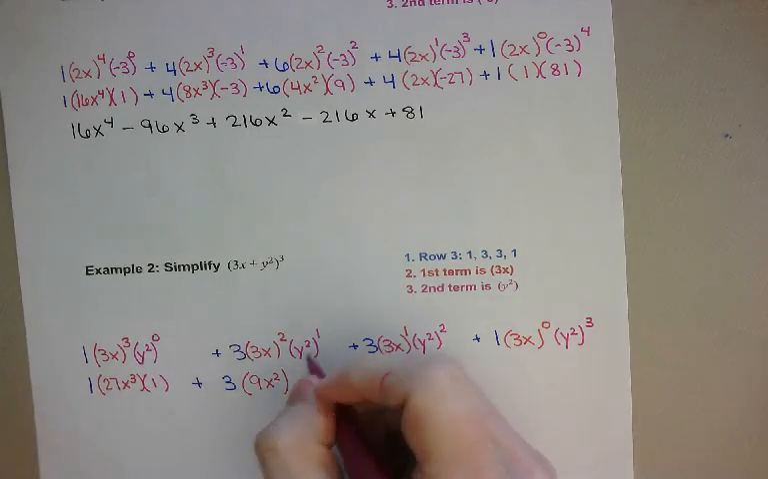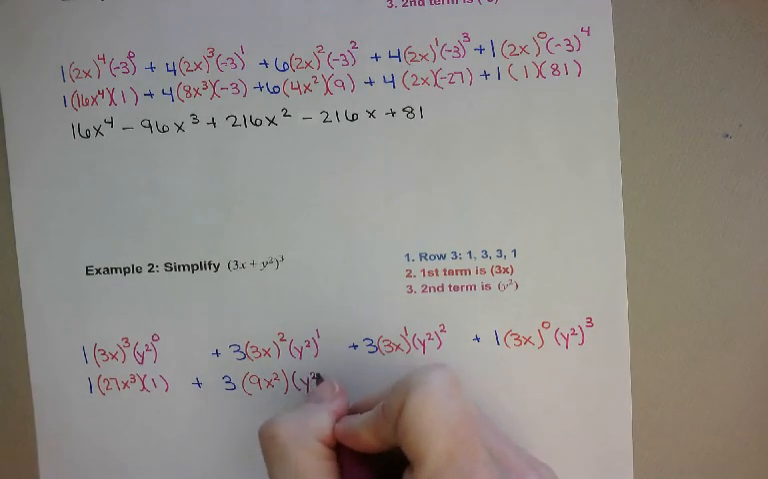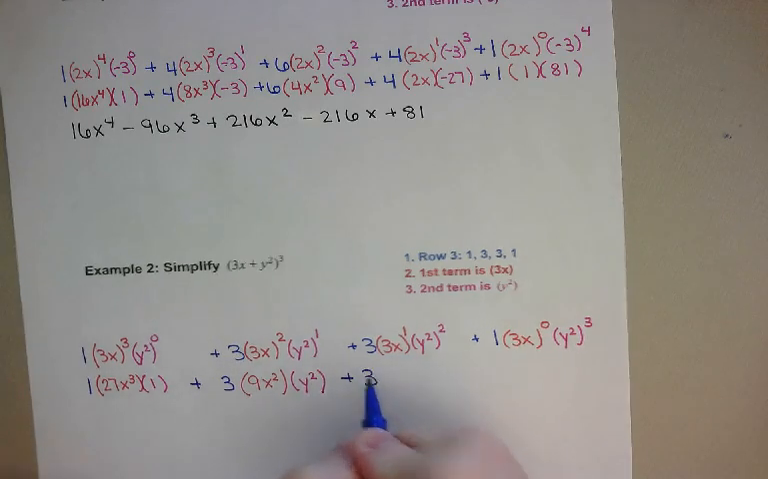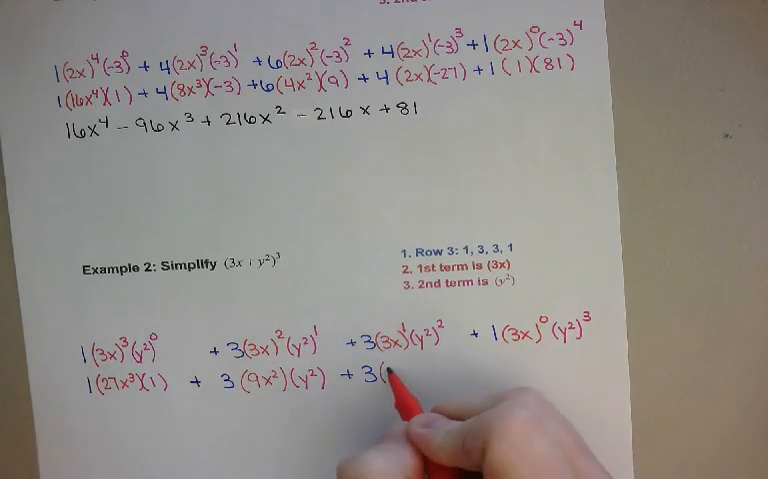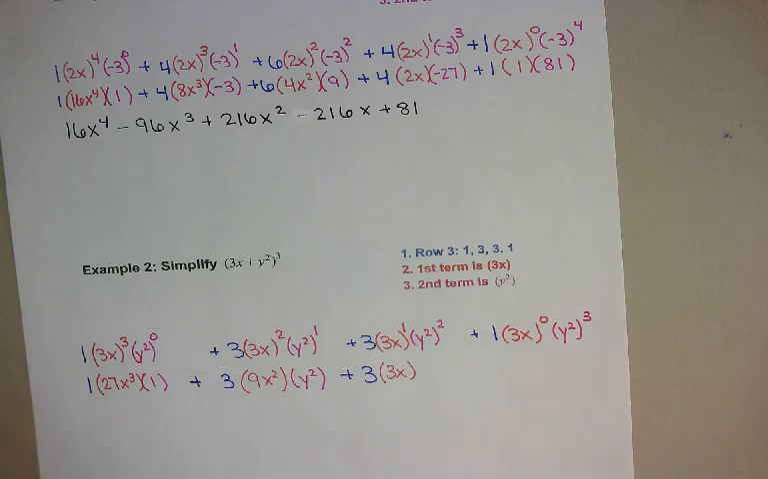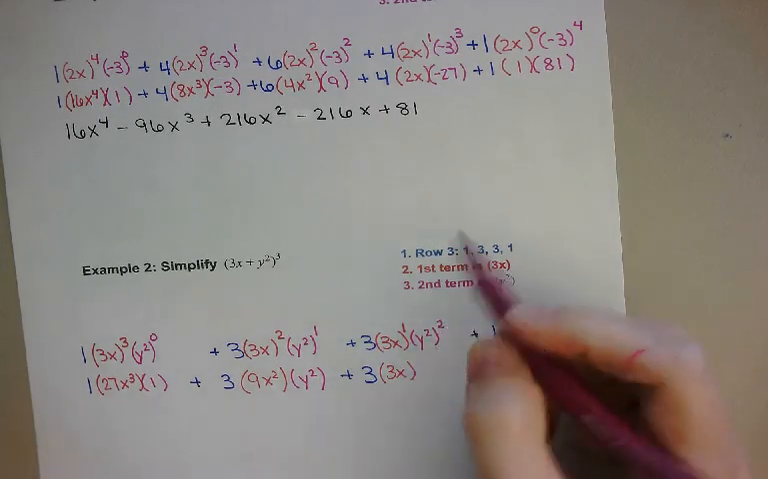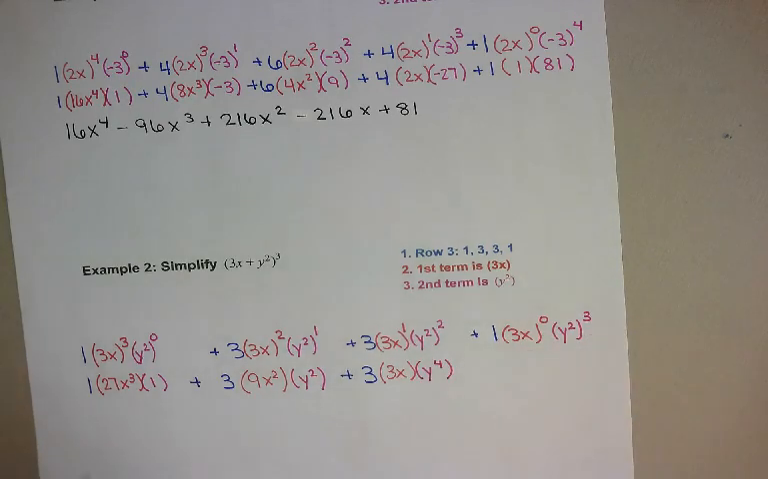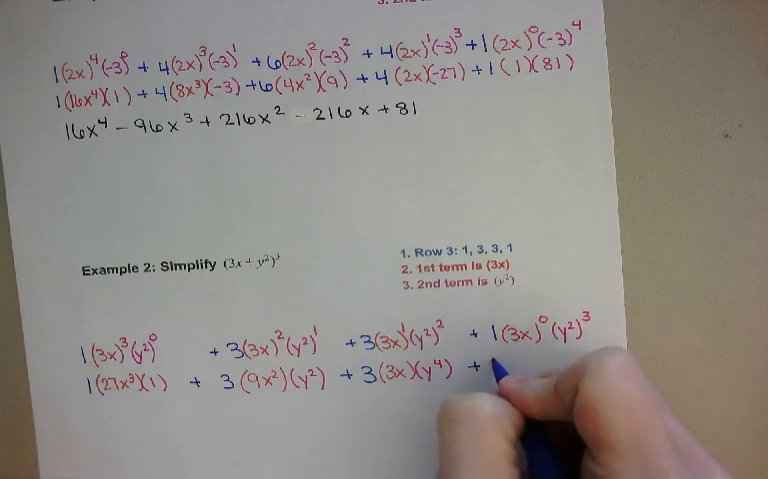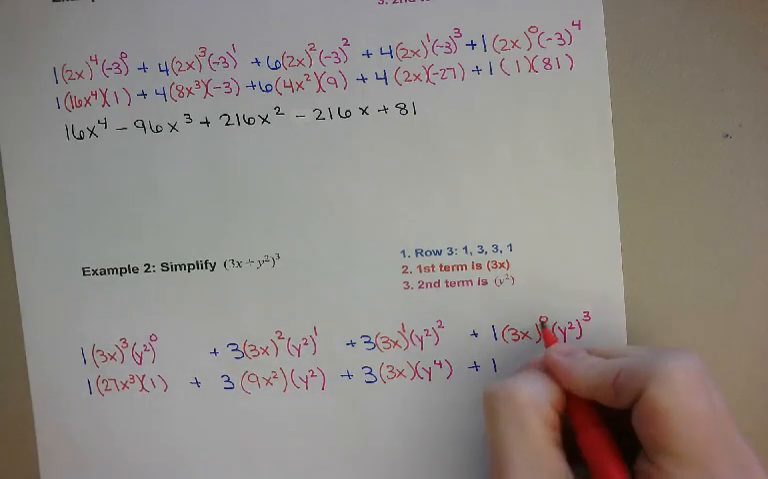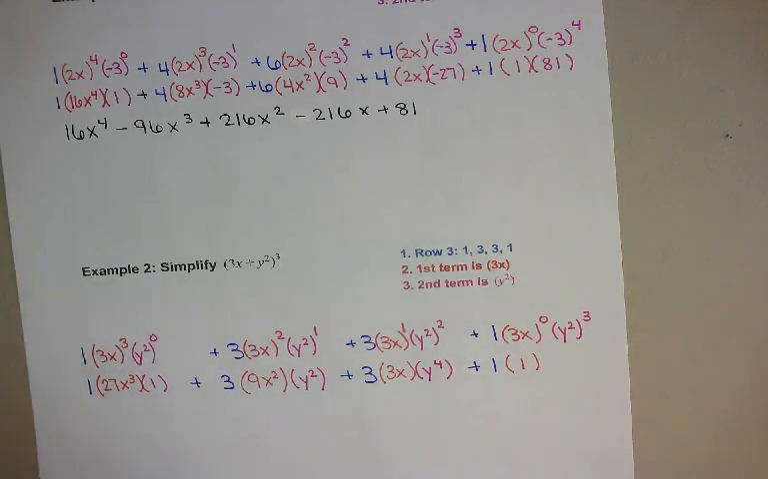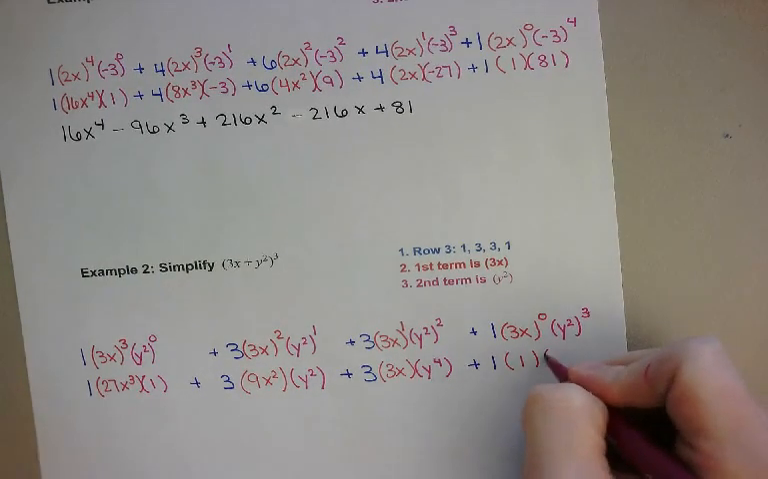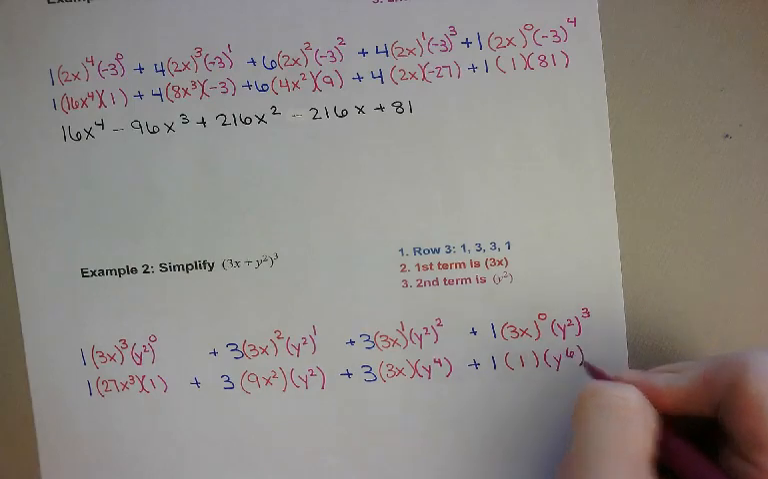I've got my plus 3 times 3x squared, which gives me 9x squared. A y squared to the first is still just a y squared. I've got my plus 3. I have a 3x to the first, which is still a 3x. I have a y squared squared. Power to a power you multiply, so that's going to be a y to the 4th. I've got my plus 1. Again, anything to the 0 power is 1. A y squared cubed, so power to a power we multiply, so that gives us a y to the 6th.